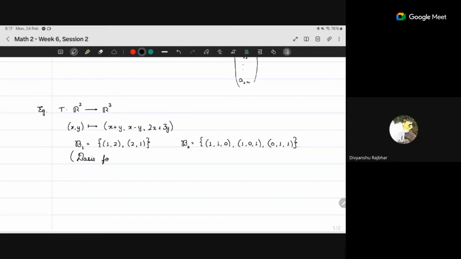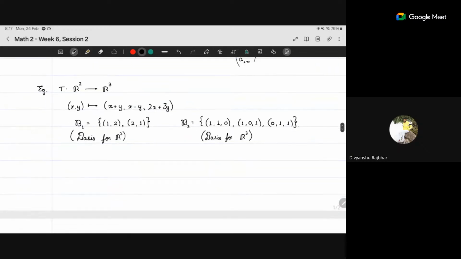Basis for R2, or the domain. And this is a basis for R3, which is the codomain. Now I want to compute the matrix of the transformation T using the basis B1 and B2. How would I go about doing that?